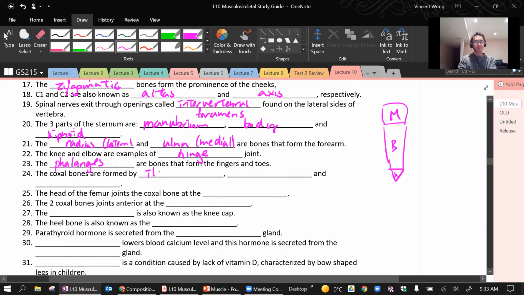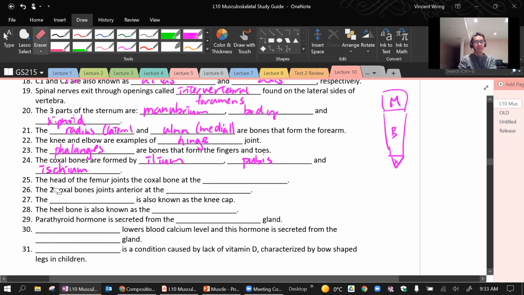The coxal bone is formed by the three bones that we talked about: the ilium. Don't confuse this ilium with the other ileum, like the intestine. That one spells with an E. So ilium, pubis, and the ischium. That's how you say it, ischium.